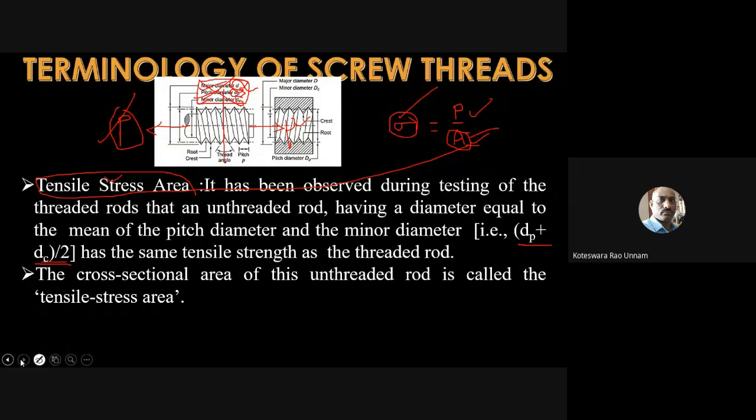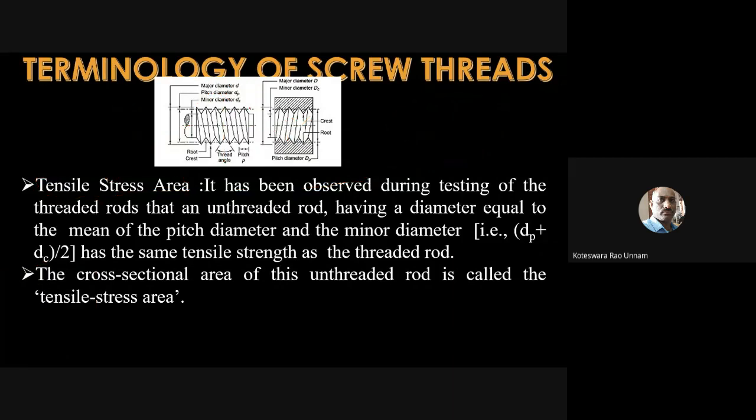Generally we designate any bolt by its nominal diameter or major diameter, capital D for internal threads and small d for external threads. Once you know the nominal diameter, if it is an internal thread, you look at capital D; if it is an external thread, you look at the small d value. Once you have the d value in the data book, they will provide this area directly.